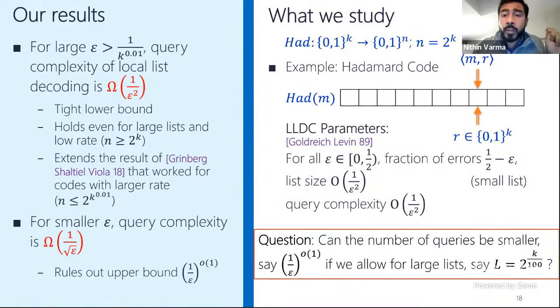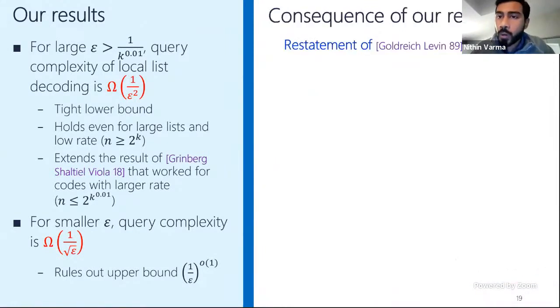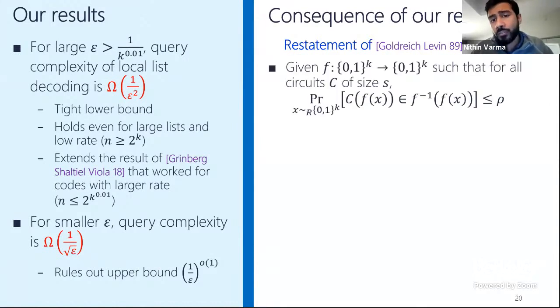And for smaller epsilon, we show a lower bound of Omega(root of 1/epsilon). And together, these rule out the upper bound of 1/epsilon^o(1), even for very large lists. And here are some consequences of our results. So the Goldreich-Levin theorem can be restated in terms of obtaining hardcore predicates. Suppose you have a very hard one-way function f, such that for circuits of size S, it is hard to invert the function f with probability more than rho.